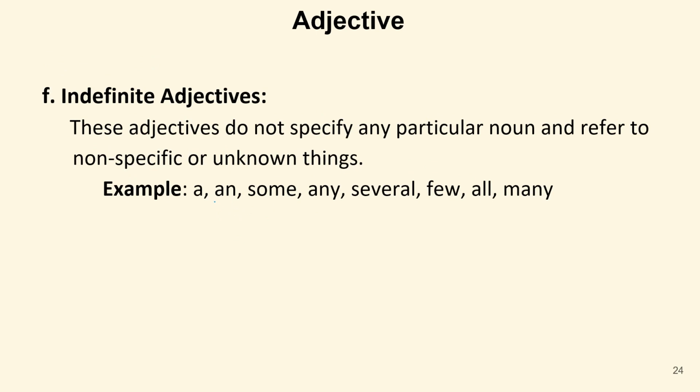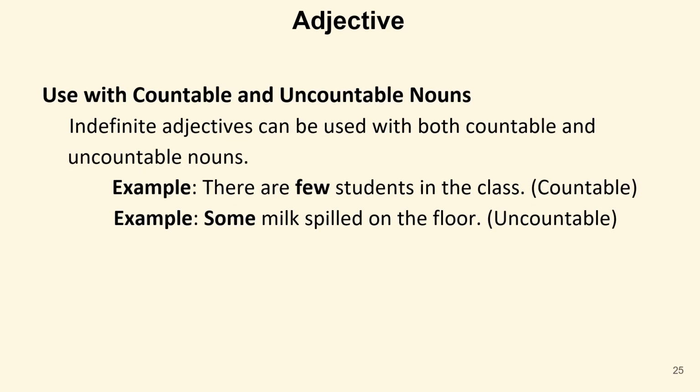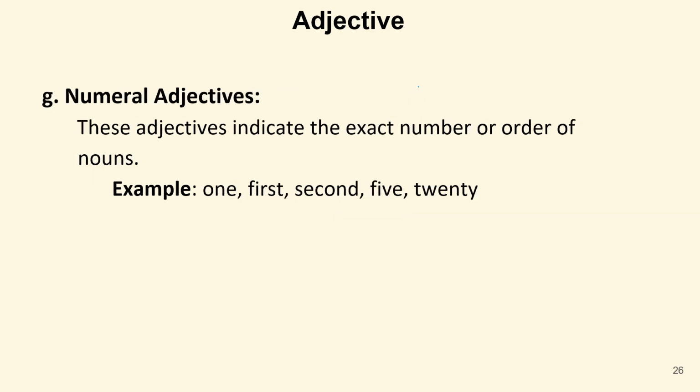Now, indefinite adjectives. For example, a, an, some, any, several, few, all, many. So, all these are indefinite adjectives. We can use each and every also here, whereas each and every are distributive adjectives as well. Now, indefinite adjectives can be used with both countable and uncountable nouns. There are few students, some milk. So these words we have already discussed in numeral indefinite adjectives. Now here we have some more words, that is few and little. This we'll discuss later on.